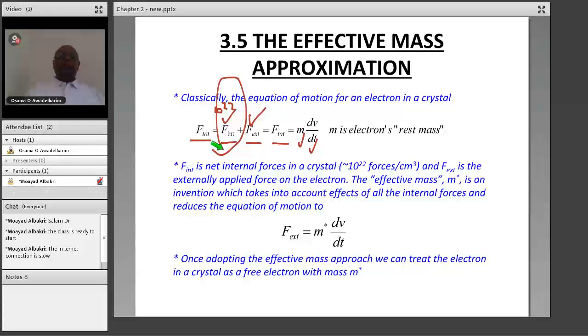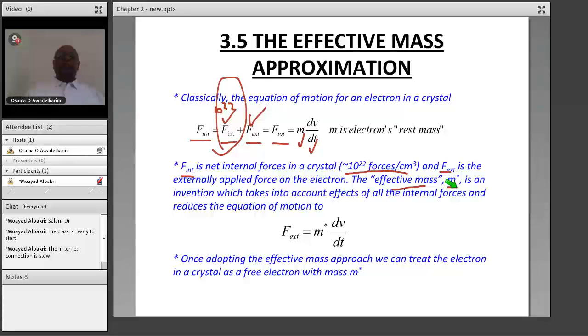Now, people thought about doing a trick. Ignore these 10 to the 22 forces, which are the internal forces, maybe using a little bit of experiments, and only use the external force, provided you use a special trick. This special trick is what we call the effective mass. So you use a different mass than the actual mass of the electron. And you call this mass the effective mass.